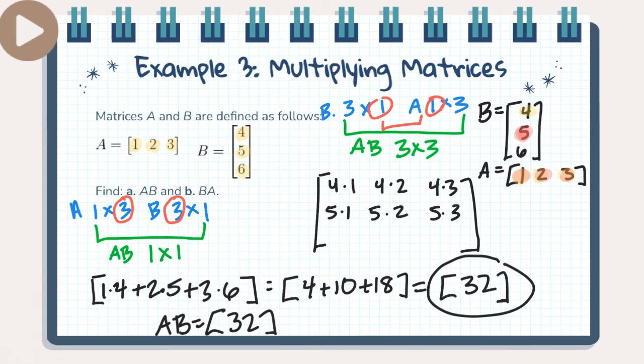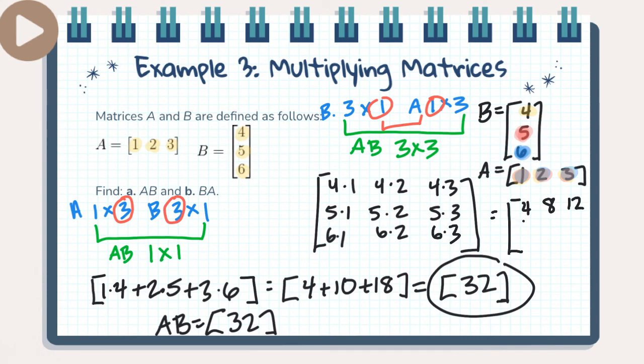And then lastly, I need to multiply 6 times 1, 6 times 2, and 6 times 3. And now I can just simplify all of these. 4 times 1 is 4. 4 times 2 is 8. 4 times 3 is 12.